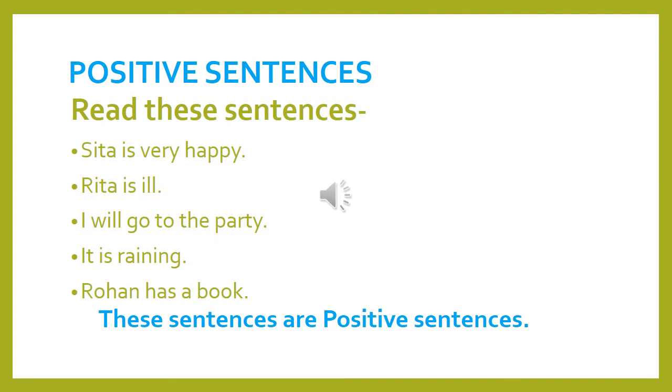Now let us read these sentences. Sita is very happy. Rita is ill. I will go to the party. It is raining. Rohan has a book. So we see these sentences are positive sentences.